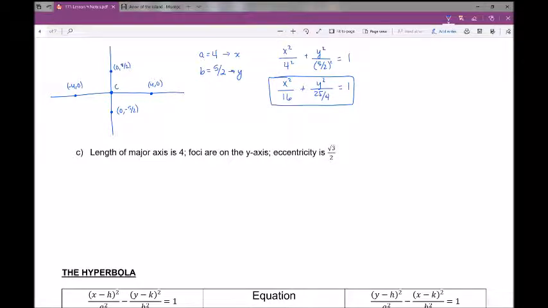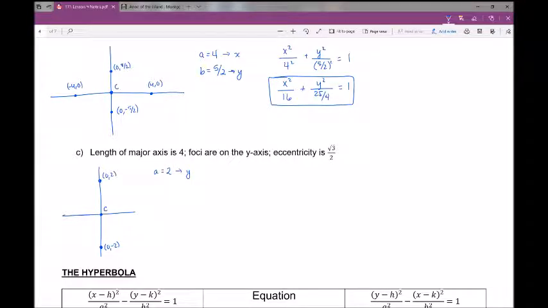So finally, we have the length of the major axis is 4, the foci are on the y-axis, and the eccentricity is √3 over 2. First of all, let's draw a picture. We know our foci are on the y-axis, so our major axis must be in the vertical direction. And again, our center is 0, 0. If the length of the major axis is 4, then we must go up 2 and down 2 to get our vertices. So we have 0, 2, and 0, -2. So a is going to be equal to 2, but this time it's related to the y-axis.